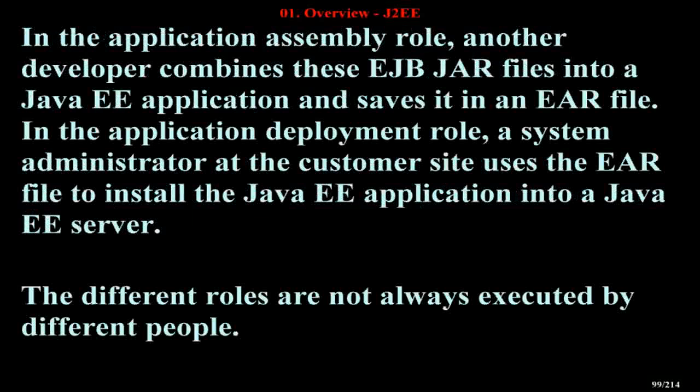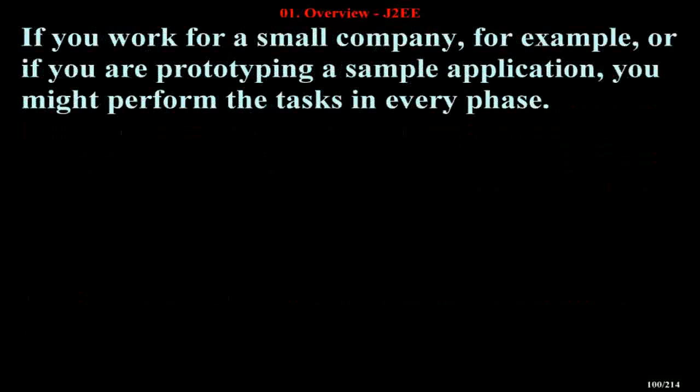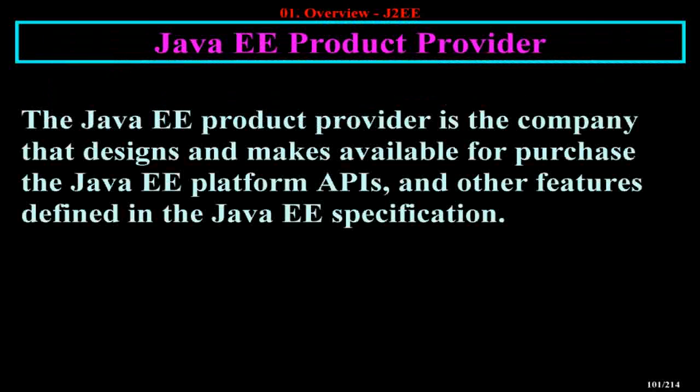The different roles are not always executed by different people. If you work for a small company, for example, or if you are prototyping a sample application, you might perform the tasks in every phase. Java EE Product Provider. The Java EE Product Provider is the company that designs and makes available for purchase the Java EE platform APIs and other features defined in the Java EE specification.